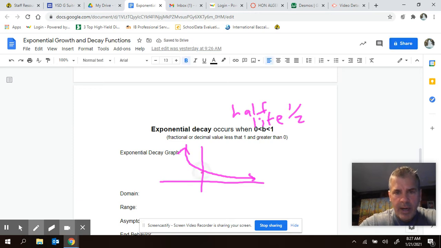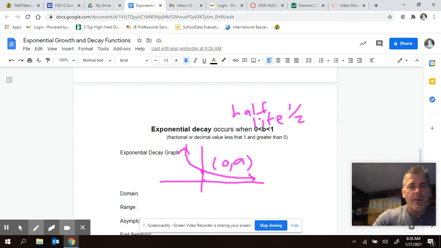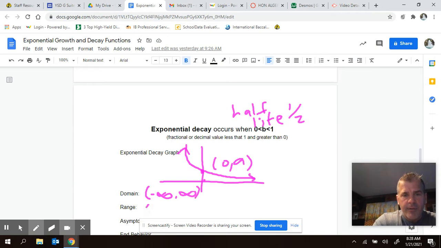So this y-intercept is still going to be (0, a). So when you see that A value, you can bank on the fact that that is always going to intersect there on the y-axis. Our domain and our range are very similar. The domain is going to be all reals again, so we're going to go from negative infinity to positive infinity. And our range in this case is going to get really close to 0, but it's actually never going to get to it.